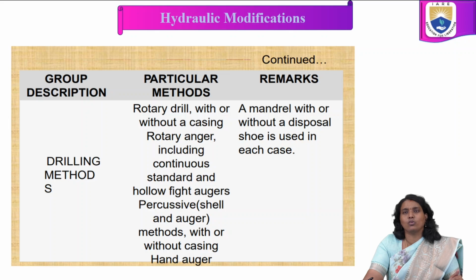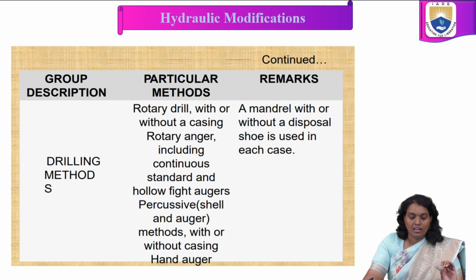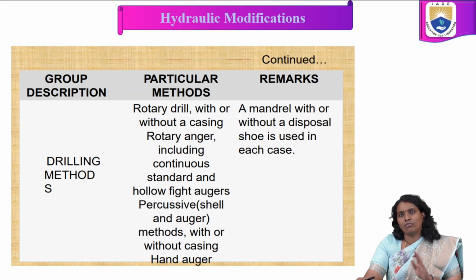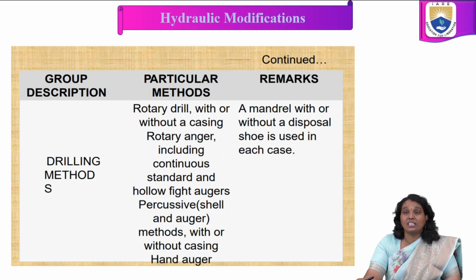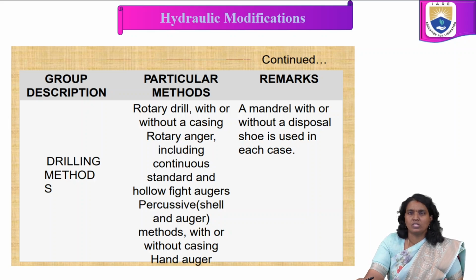The next group of methods is the drilling methods. In this, rotary drill with or without a casing, rotary hangers including continuous flight and hollow-stem augers, shell and auger methods with or without casing. So we use different cases, with or without rotary augers. In these also, the equipment is mandatory. Those are the methods that come under the drilling methods.